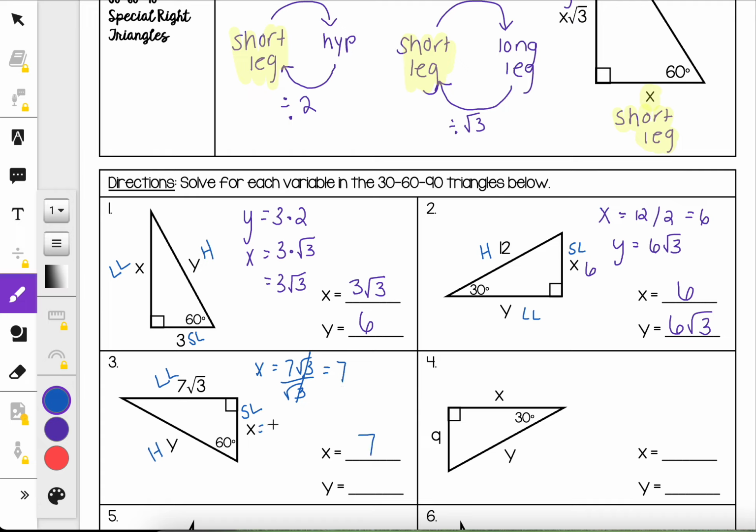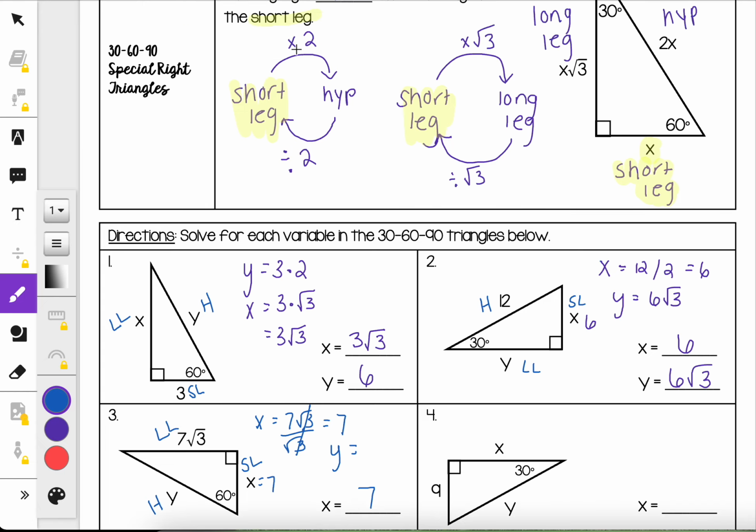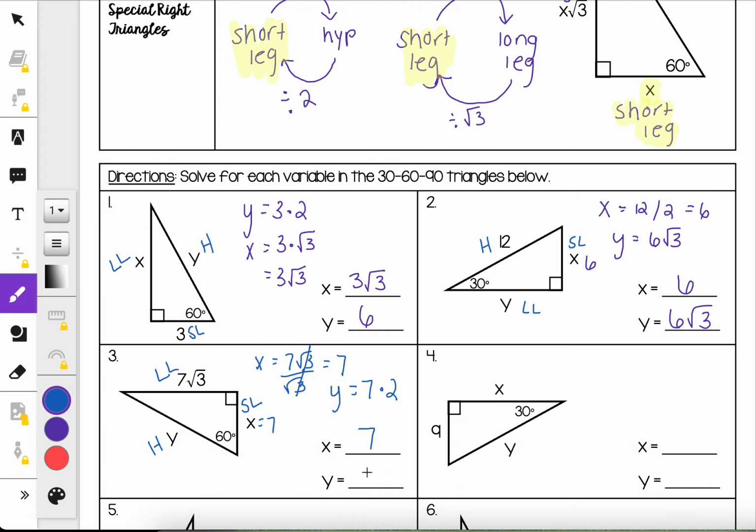And then if I know my short leg is 7, I'm going to use that to find the hypotenuse. So y is going to equal short to hypotenuse is times 2. So 7 times 2 equals 14.